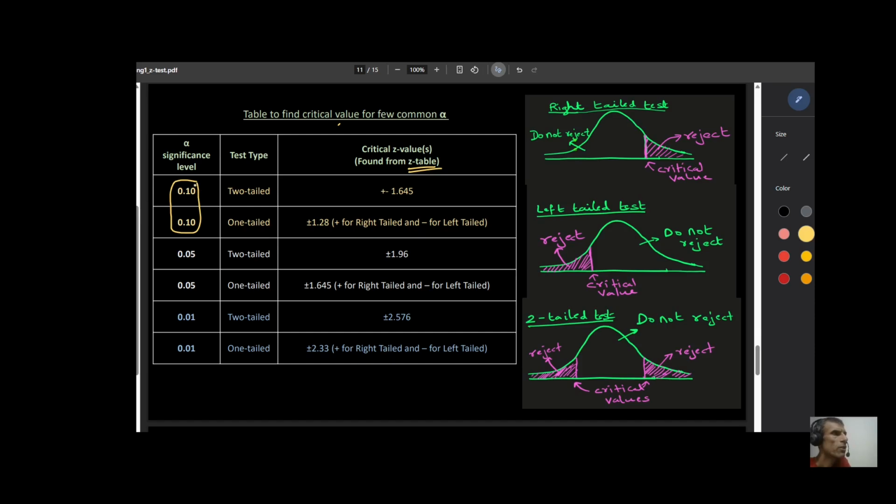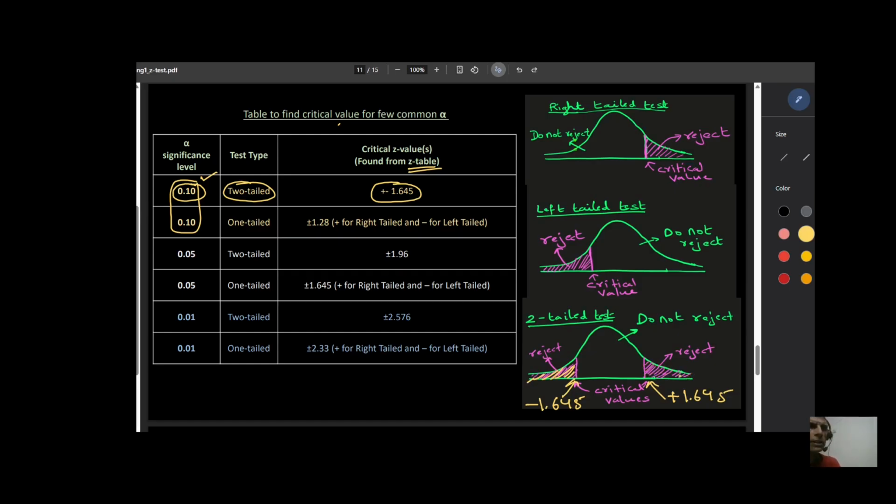So let's look at this one right here. If my alpha is equal to 0.10 and it's a two-tailed test, then your critical value is going to be plus or minus 1.645. So this is going to be minus 1.645, and this one is going to be plus 1.645. My rejection region would be this right here.